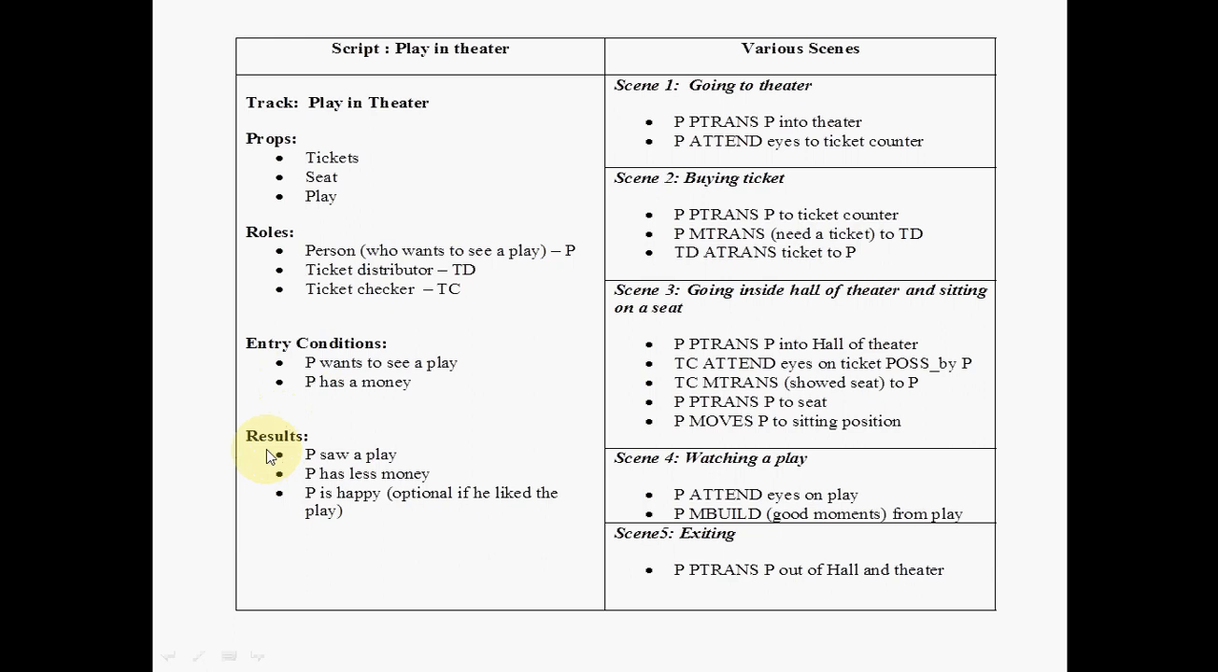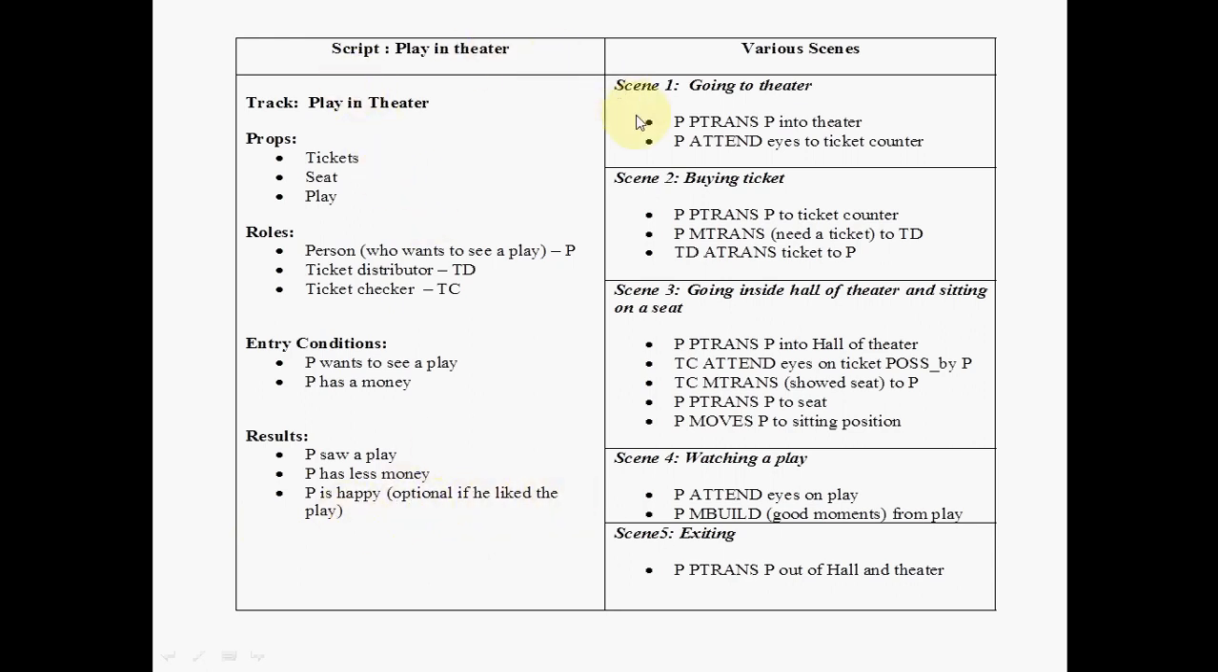Result of the script: P saw a play. It means P, the person, already saw a play. P has less money because earlier he had carried some money to the theater. But now that he has already paid money, maybe he has also had some food over there or whatever it is, and now after coming out, P has less money, and P is happy. See, I told you it is optional, because the play might be boring, which you realize at the end. So P is happy is optional, if he has liked the play.